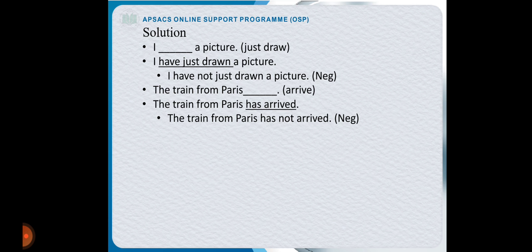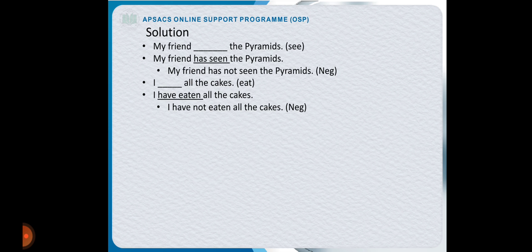The train from Paris dash arrive. The past participle or the third form is arrived. So the sentence would be the train from Paris has arrived, and the train from Paris has not arrived is the negative form. My friend dash the pyramids. See. The past participle of see is seen. So the sentence will go like my friend has seen the pyramids. My friend has not seen the pyramids.